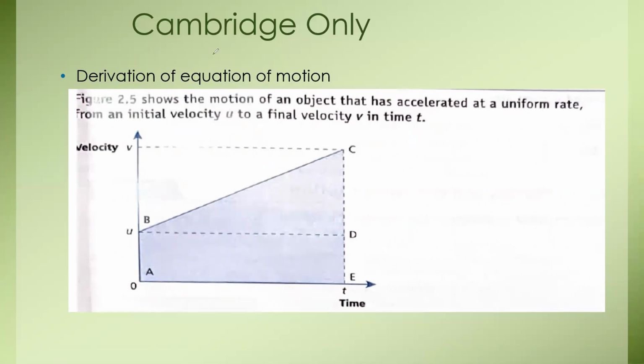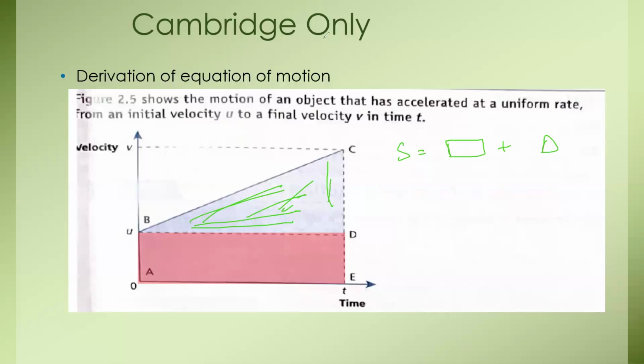So what are the two shapes it is making? This is a rectangle, and here is a triangle. So the displacement, according to this graph, will be equal to the area of the rectangle plus the area of the triangle. What is the area of the rectangle? The area of the rectangle is length multiplied by width. The height is u, and the width is t. So the area will be u into t for the rectangle.